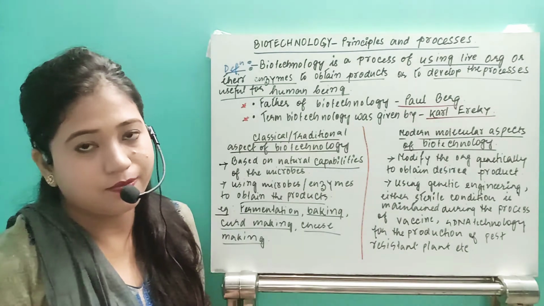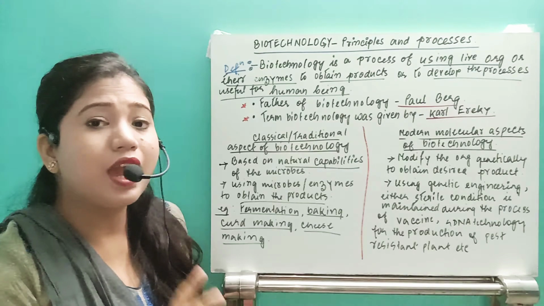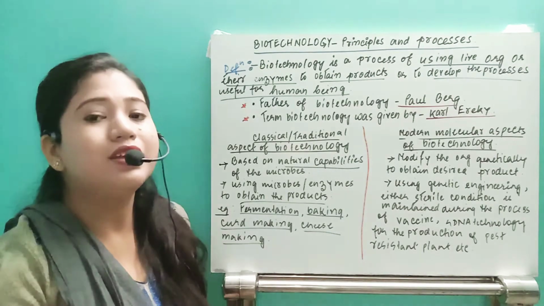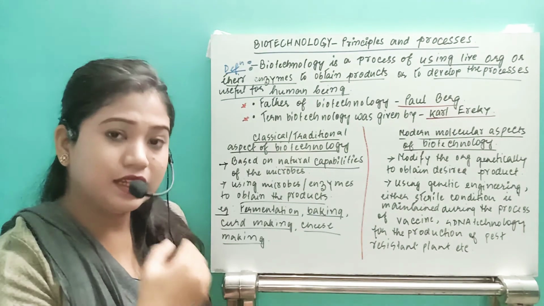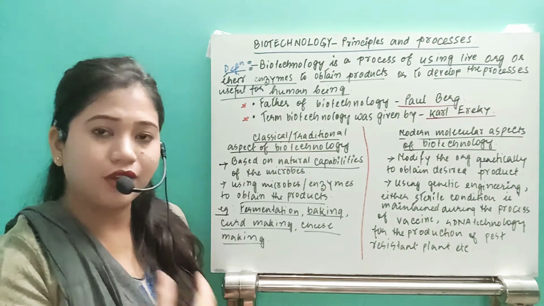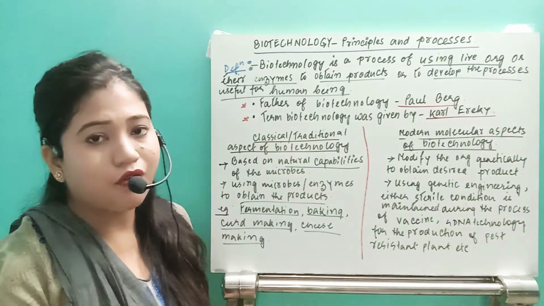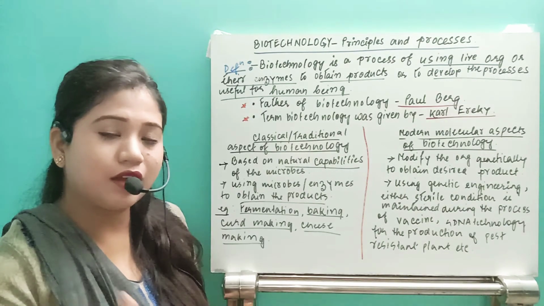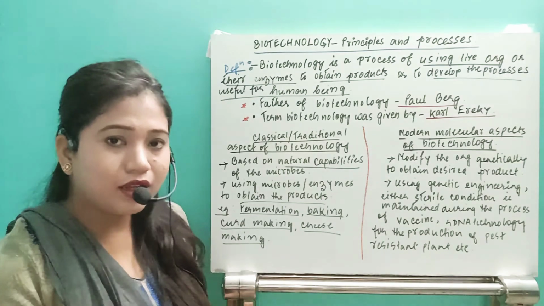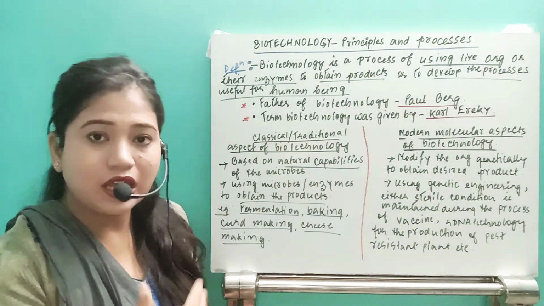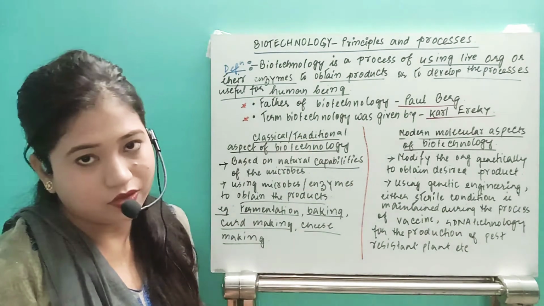use the microorganism. See, that is the traditional aspect of biotechnology, where we have not manipulated the genetic makeup of the microorganism. The microorganism is as it is. Directly that microorganism, naturally whatever enzymes are produced, we use it, and we use it for its production. Suppose that enzyme converts the milk into that product, suppose curd, or the milk into suppose cheese. Those products we get. So those are the traditional aspects of biotechnology.